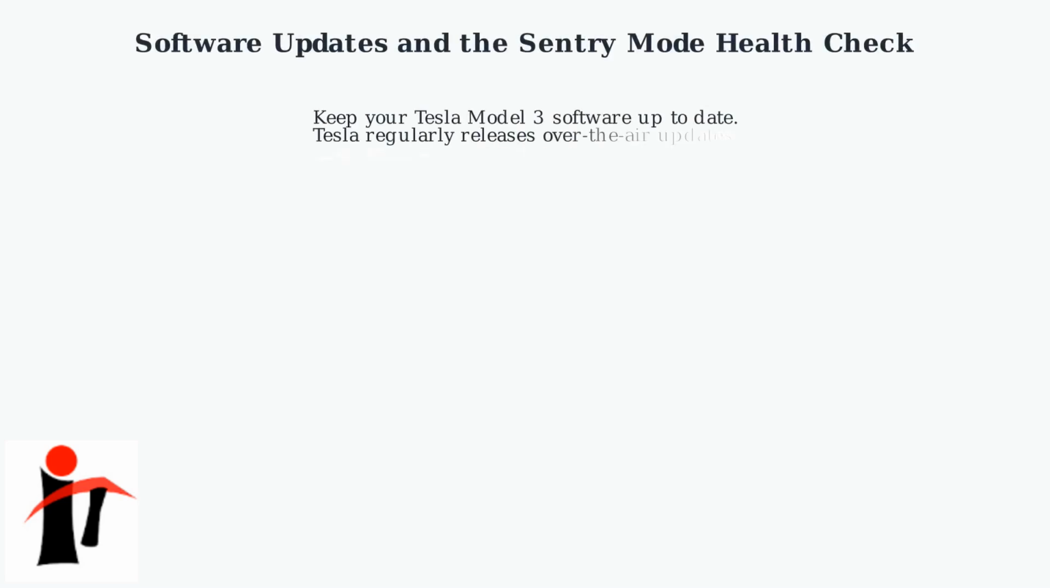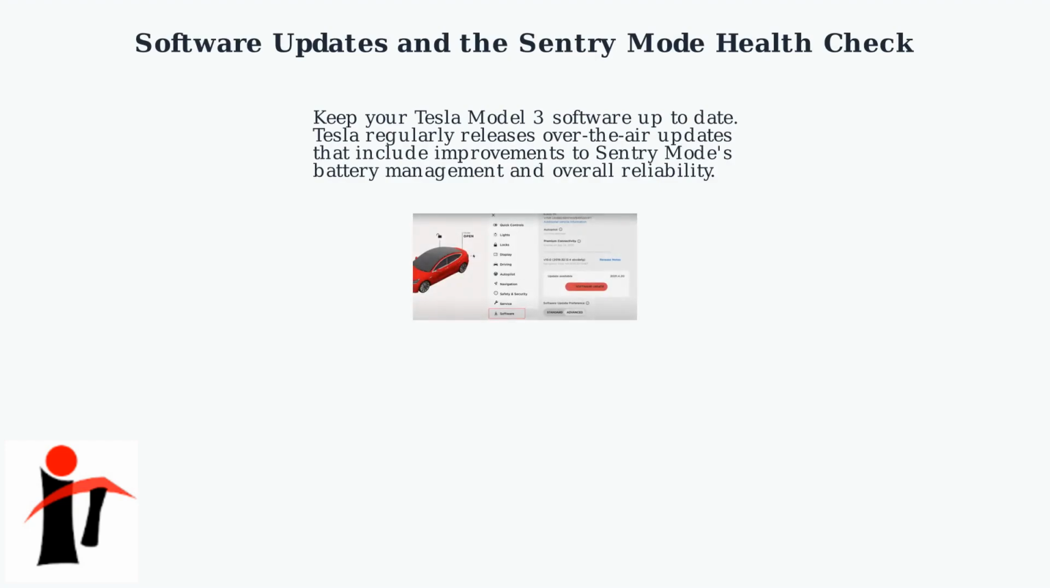Keeping your Tesla Model 3 software up to date is crucial for Sentry Mode performance. Tesla regularly releases over-the-air updates that specifically improve Sentry Mode's battery management algorithms and overall reliability, addressing issues that could cause it to turn off unexpectedly.